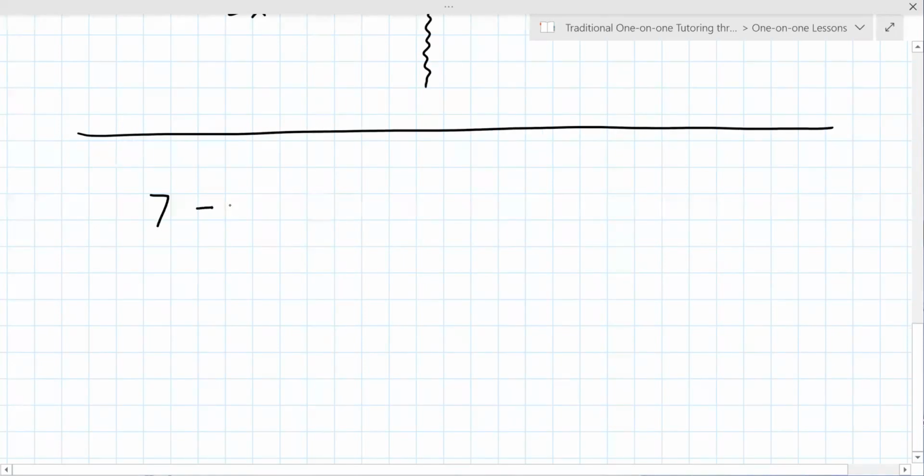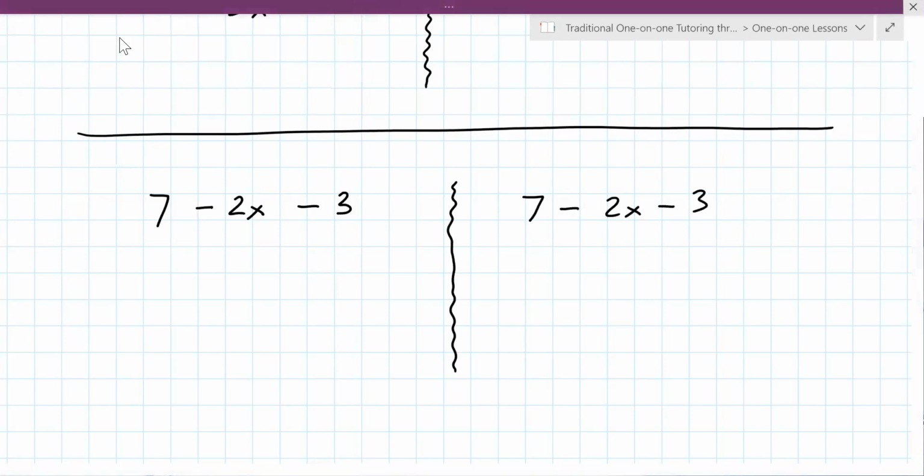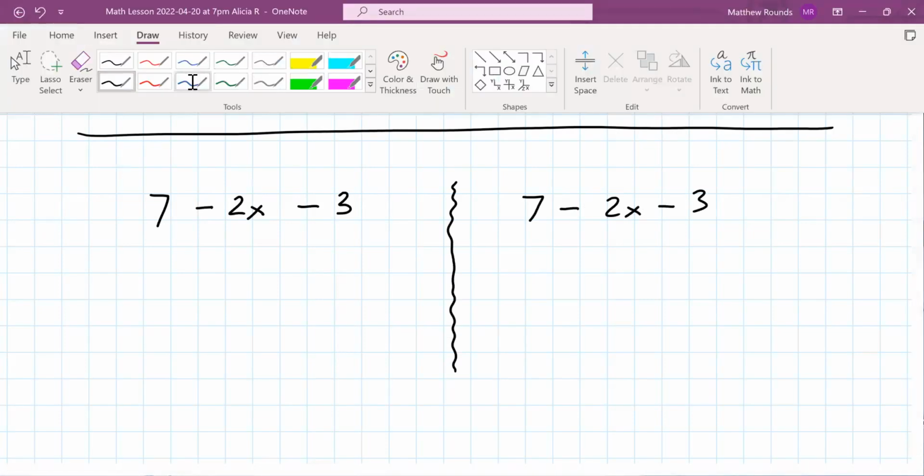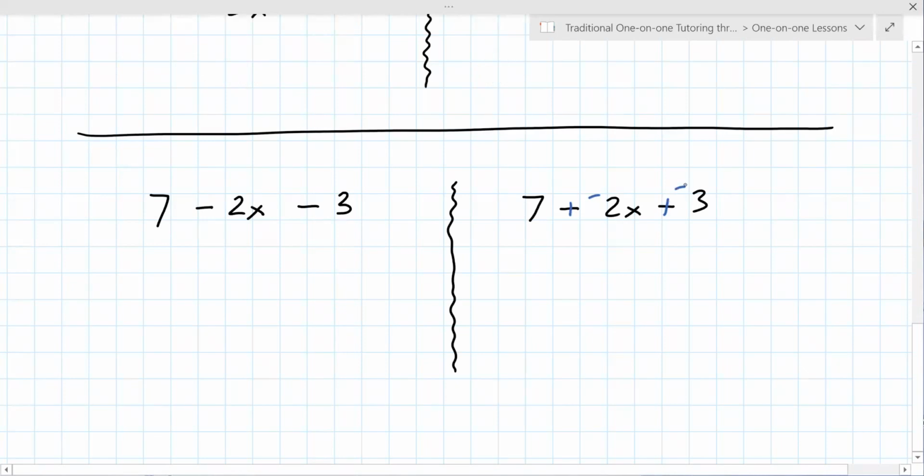Let's go with 7 minus 2x minus 3. I'm going to come off to the side here and rewrite it again to show you the two possibilities. I'm going to change it to plus negative, plus negative. The reason this is so nice is now you're always adding. It's always preferred to add if you can. Anywhere you see a subtraction, you change to plus negative. Oh, and then those numbers like 2 and 3 become negatives.